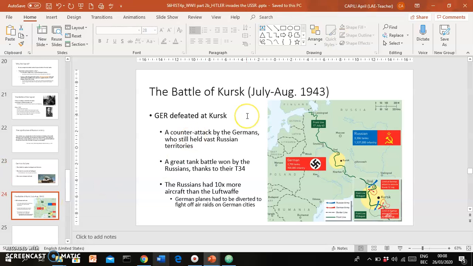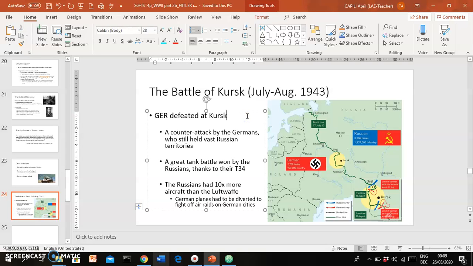The Battle of Kursk, July to August 1943, the Germans were defeated, although they thought they could take the initiative again, and they launched a counter-offensive, since after all, even though they were defeated at Stalingrad, the Germans still held quite a vast territory on Russian soil. But thanks largely to the T-34 and the Russians' superiority in terms of the number of their aircraft, the Germans were defeated quite decisively.